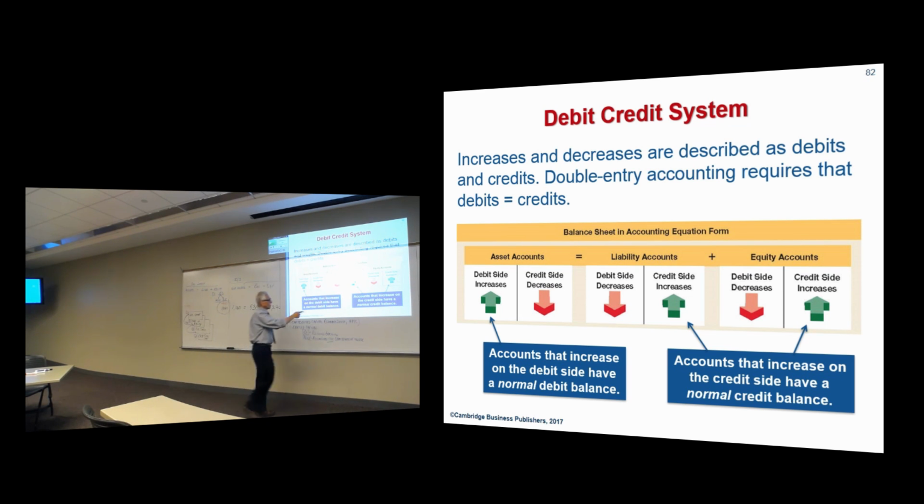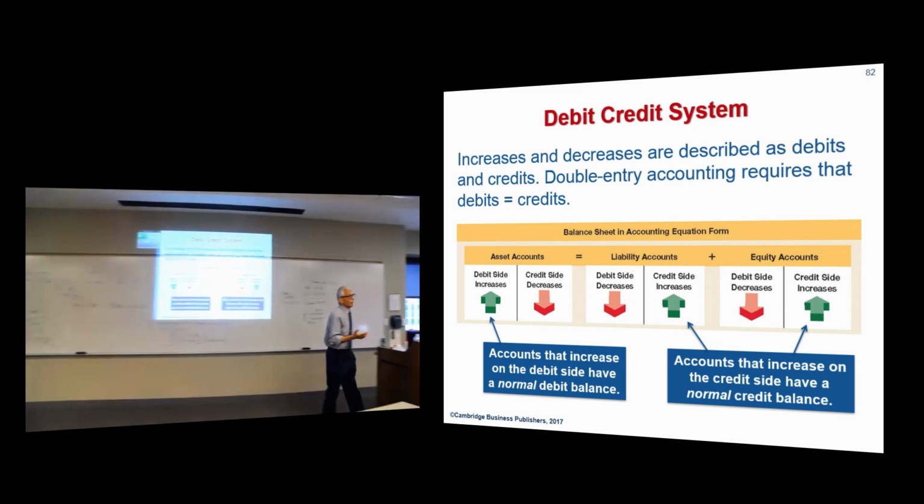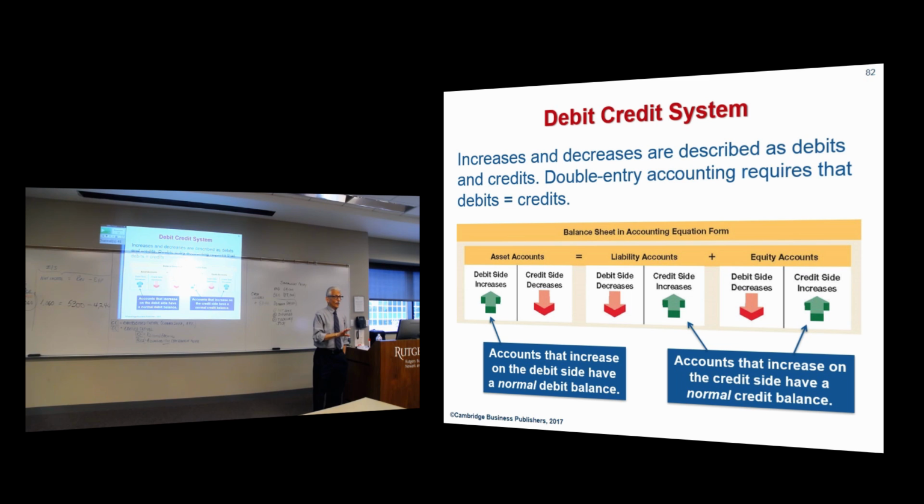On the liability side, if a liability has a debit balance, you know there's something wrong there, right? Or maybe something wrong. So you have to understand the normal balance. A normal balance is simply the side that increases the account. So if an account increases with a debit, that's its normal balance. That's what you would expect to see. If it increases with a credit, that would be its normal balance.